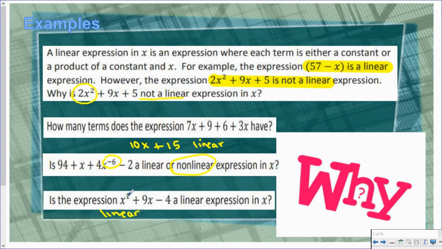And it's linear because your x is raised to either 0 or 1, and this one happens to be to the first power. So anything higher than the first power, or if it's a negative power, it's going to make it nonlinear.